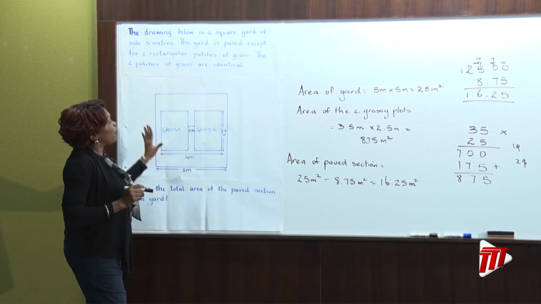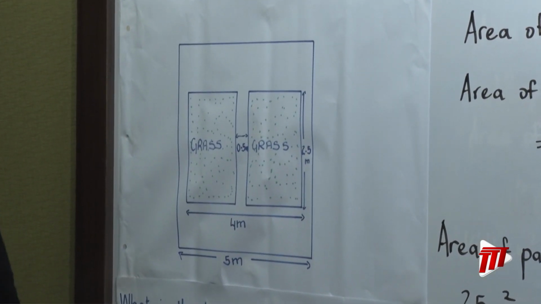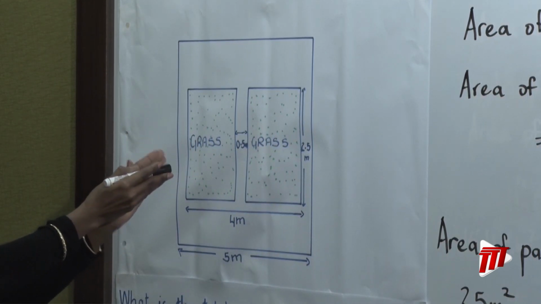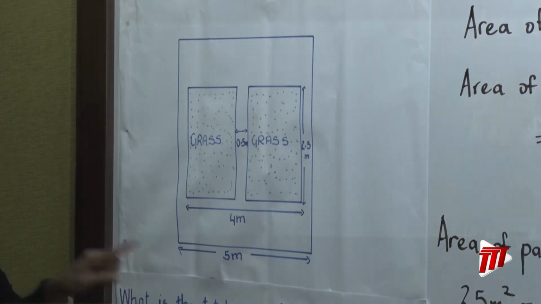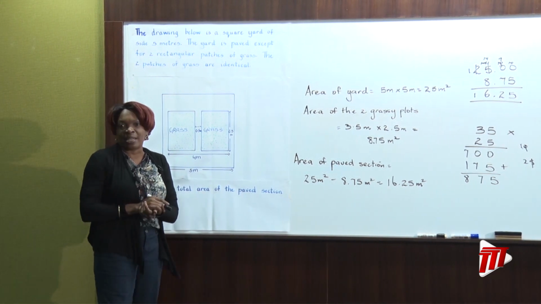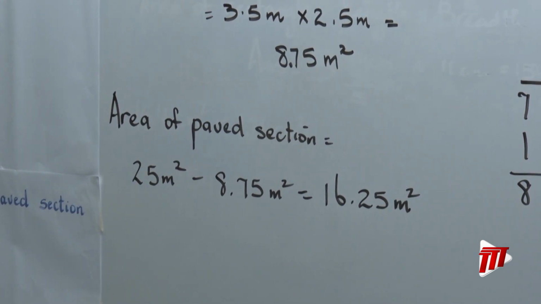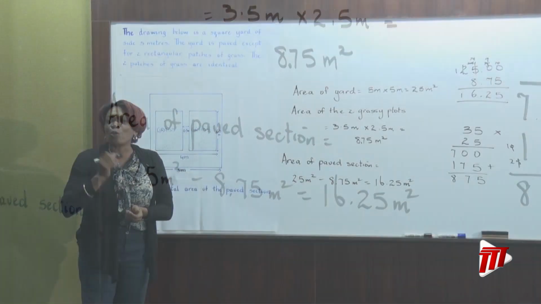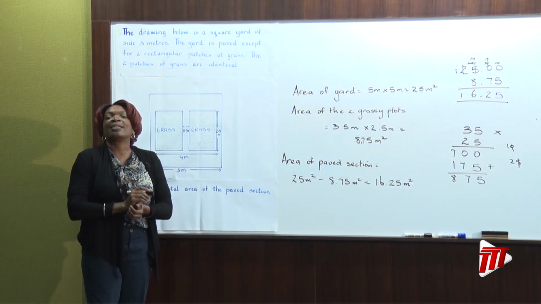Let's go over what we did. We first found the area of the entire yard, after which we found the total area of the grassy plots, the grassy area. And what did we do finally? We subtracted the area of the 2 grassy plots from the area of the yard to get the entire area of the paved section. Boys and girls, remember, this is one way that I would have done this. You might sit down and you may be able to come up with another way of doing that, and that is fine. By all means, try that way, because remember, there are always more than one way to solve a problem.